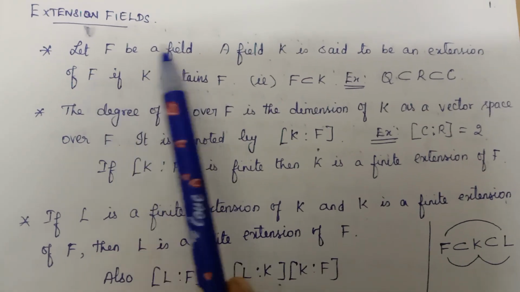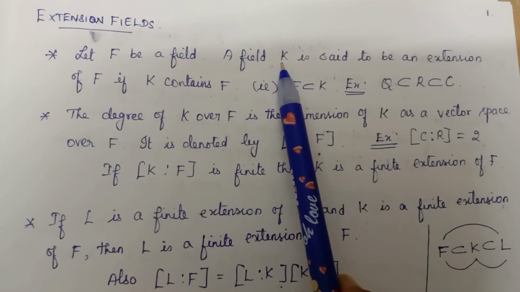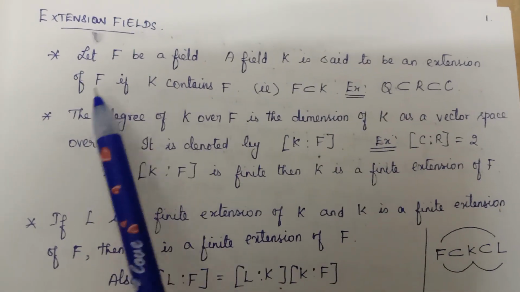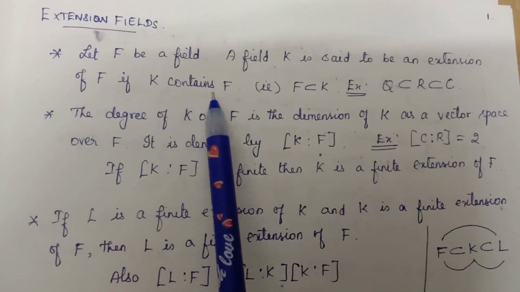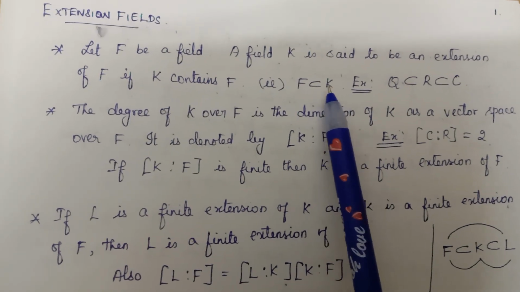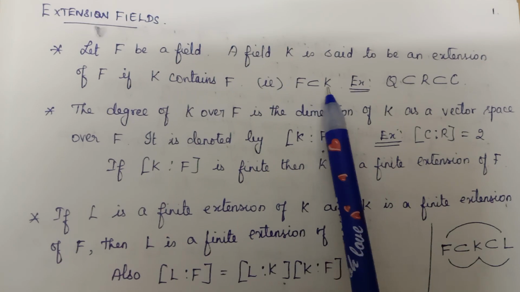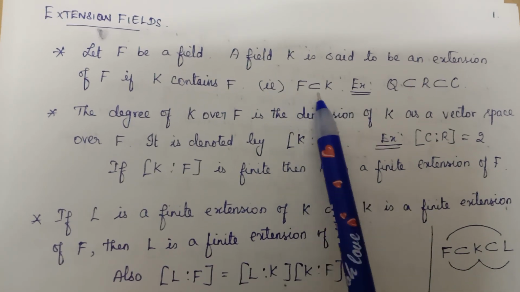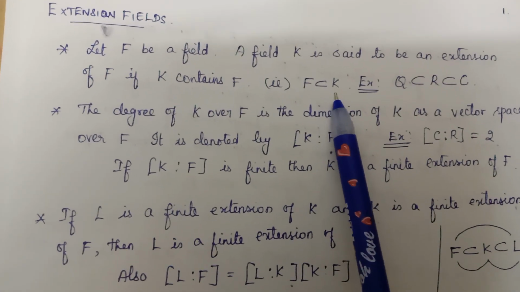Okay, so let F be a field and K is another field, and it is called an extension of F if K contains F. That is, F is a subfield of K. K is a field and F is contained in K. In this case, we call K an extension of F.